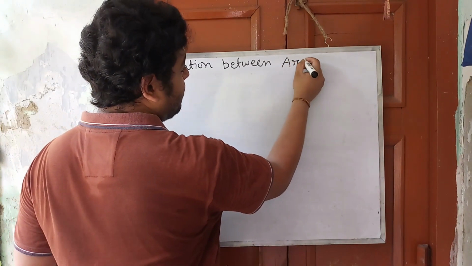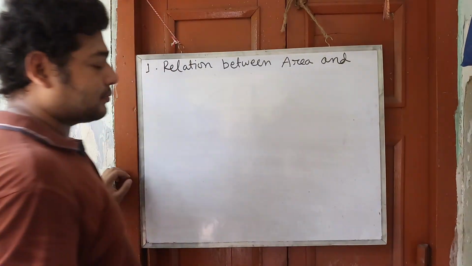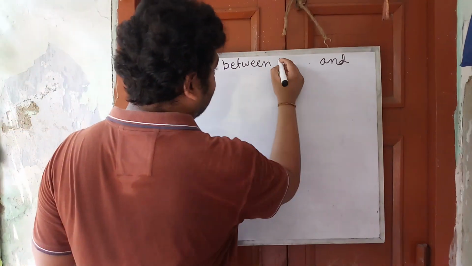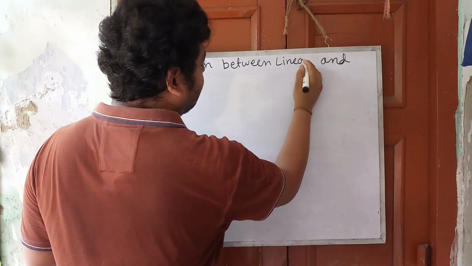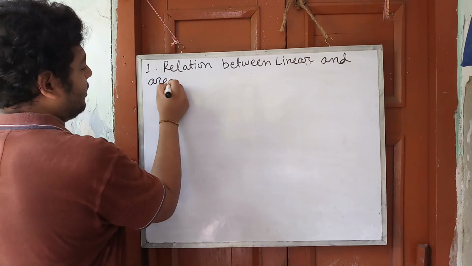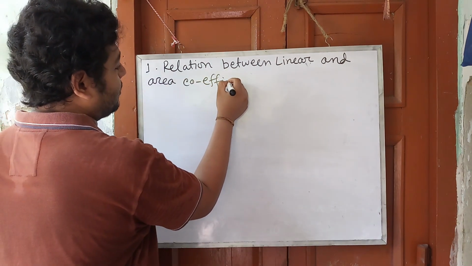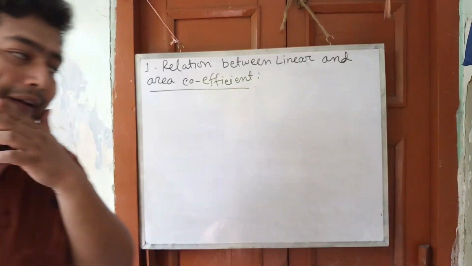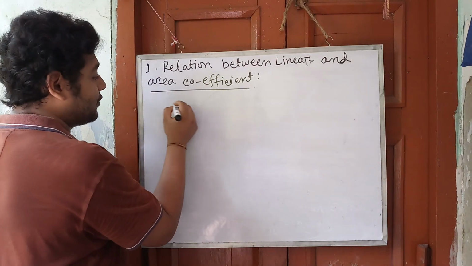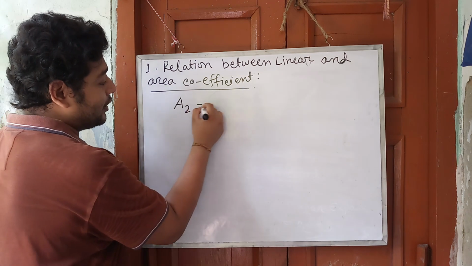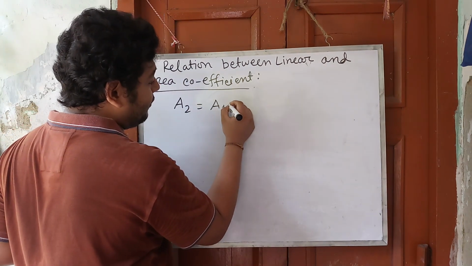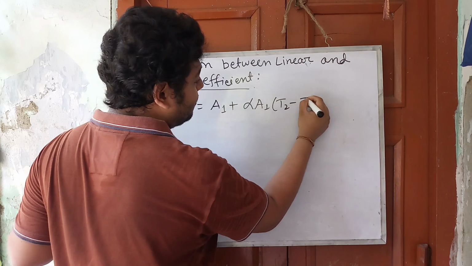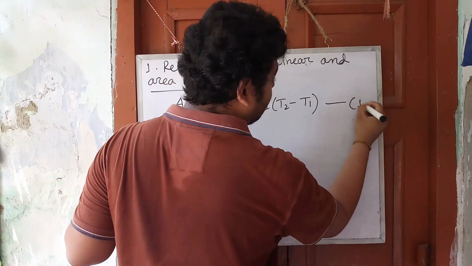Relation between linear and area coefficient. So from the area coefficient we know that A2 equal to A1 plus beta A1 into T2 minus T1. This is our equation 1.